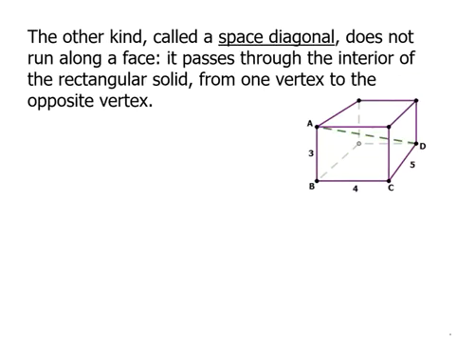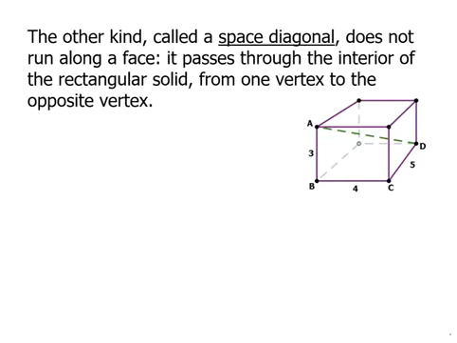The other kind, called a space diagonal, actually goes to the inside of the solid. It actually goes through the absolute center of the figure. So it passes through the interior from one vertex to an opposite vertex. So here, from A to D. And so A and D are not along any face. There's no single face that contains both A as a vertex and D as a vertex.